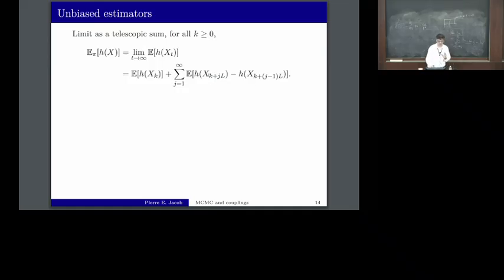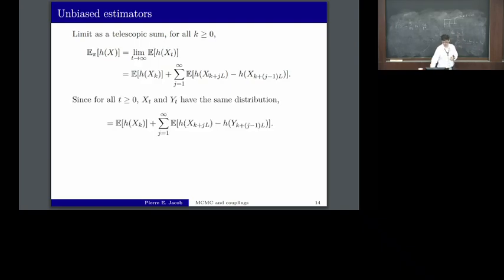And what I have in my sum is the difference between the expectation of x at some time and x at some previous time. But I constructed another chain that has the same expectation at all times. So I can replace any expectation with respect to any xt by the same expectation with respect to yt, using the identity between the marginal distributions. So now I have an infinite sum of expectations of differences between my test function evaluated at the two chains with a lag. But I've constructed those two chains so that they meet exactly.